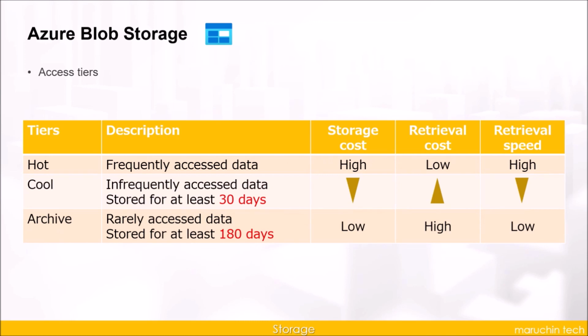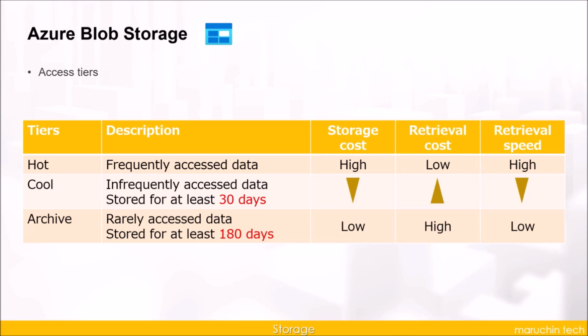Blob storage has the concept of access tiers. The access tiers include hot, cool, and archive. Frequently accessed data is stored in the hot tier, infrequently accessed data in the cool tier, and rarely accessed data in the archive tier. The storage costs are higher for hot and lower for archive. On the other hand, with respect to retrieval operations, hot is cheaper and designed for quick data retrieval.